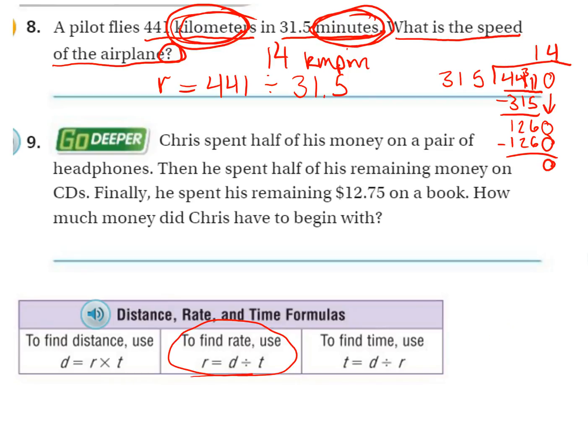Chris spent half of his money on a pair of headphones. Then he spent half of his remaining money, oh, this is a problem where we have to read carefully, on CDs. Finally, he spent his remaining $12.75 on a book. How much money did Chris have to begin with? Oh, they want us to work backwards here. So, let's start with what he left us with.